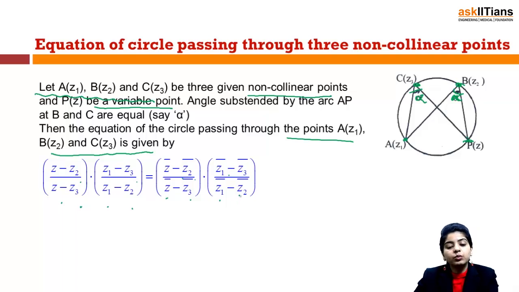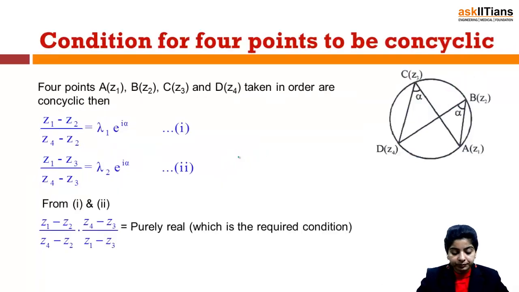So this is a bit complicated formula, but you'll have to learn it because you can have equations framed on this also, right? So this is the formula for the equation of a circle passing through three non-collinear points.